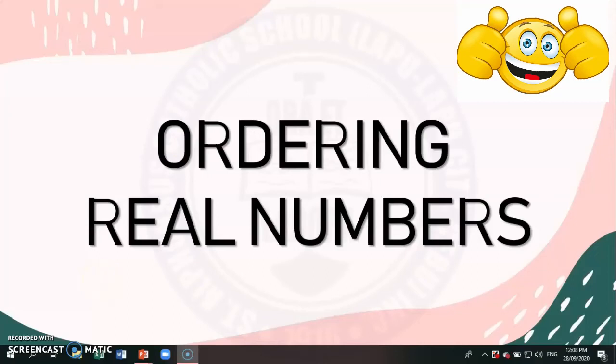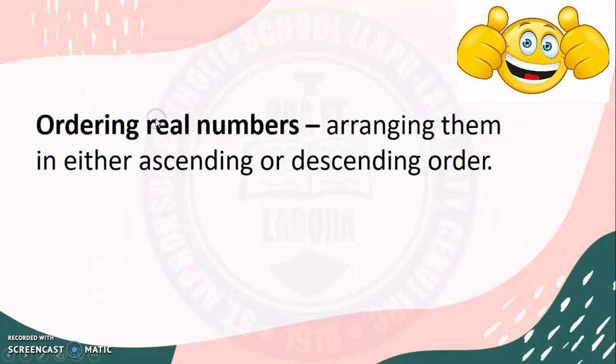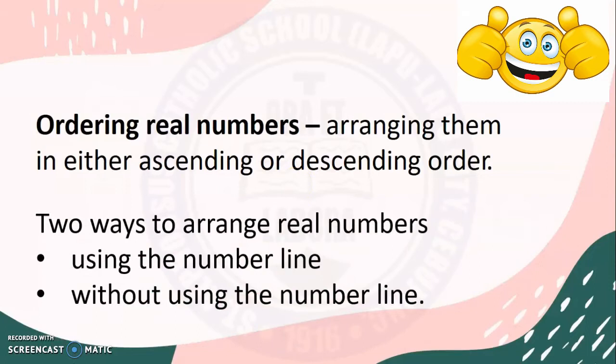Hello math learners! In this video, you are going to learn how to order real numbers. So let's begin. Ordering real numbers means arranging them in either ascending or descending order. There are two ways to arrange real numbers. The first way is using the number line, and the second way is without using the number line.